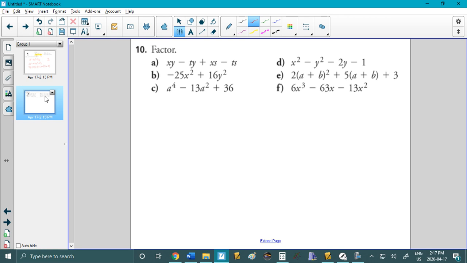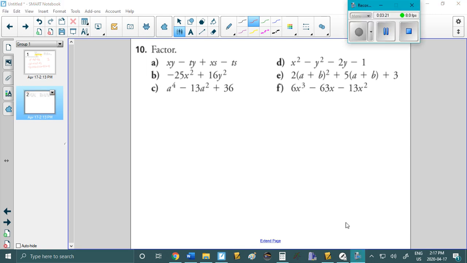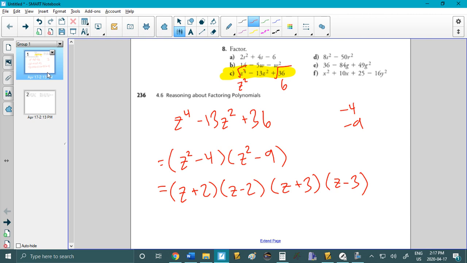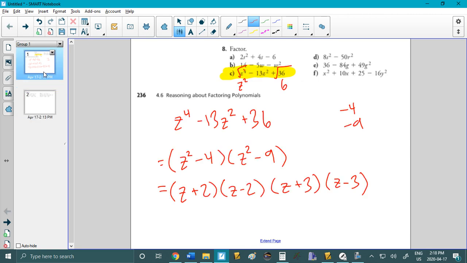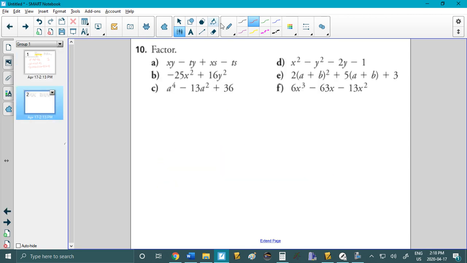All right, 10. Let me see which one it was. 10C is the other one. Is this the same question? Yeah, this is the exact same question. That's weird. They just changed the z's to a's. Huh. That's weird. So anyway, I'll do it again.